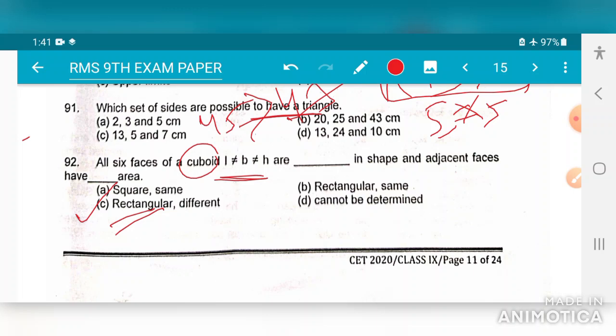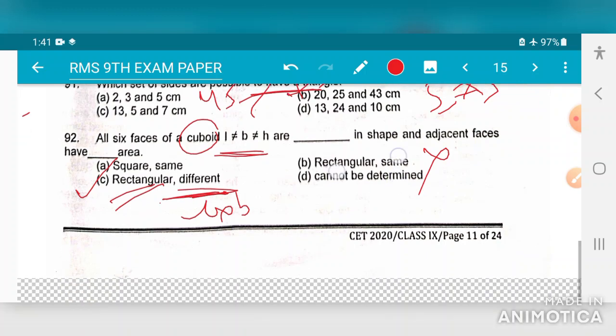The cuboid is forming with the help of the rectangle. So all 6 faces are in the shape of a rectangle and adjacent faces have different areas, L into B. Each area is L into B. So this one is the correct one, not same. This one is correct. 92.